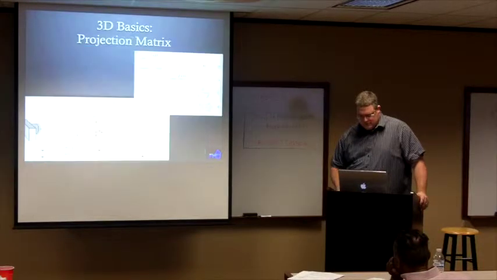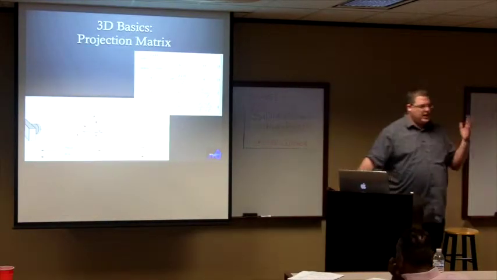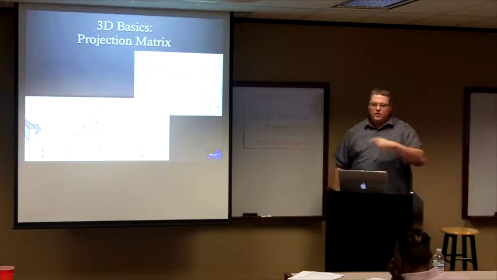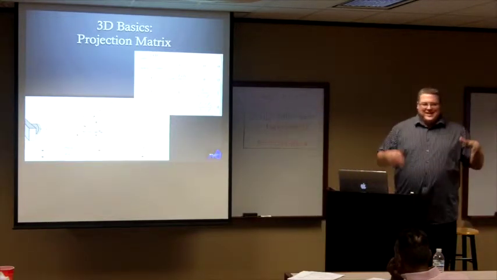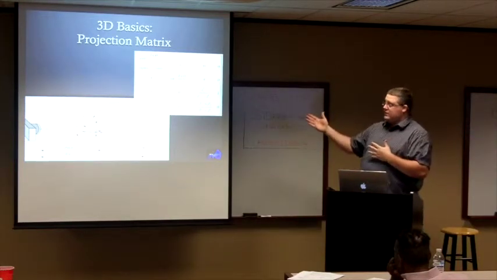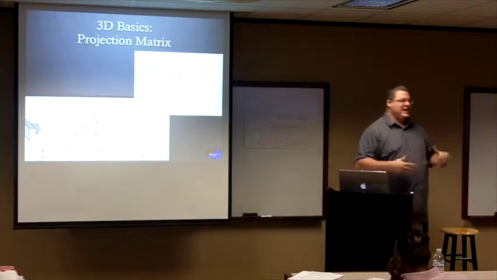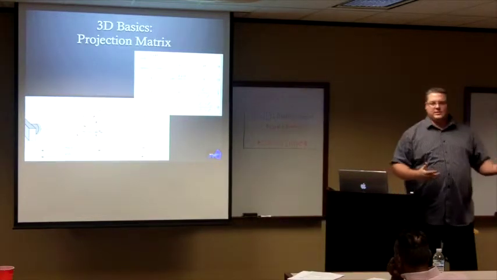All right. The next one is the projection matrix. The last one you got to calculate every frame. Every time you're going to draw, you have to calculate this one. This is what gives your scene a 3D look. Our screen is not 3D. It is a 2D plane, right? So we have to give the illusion of 3D somehow.